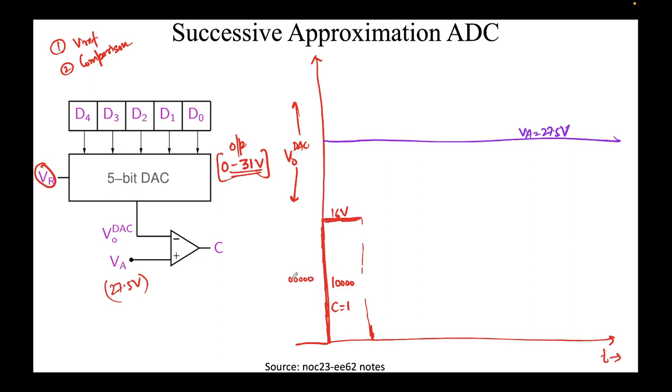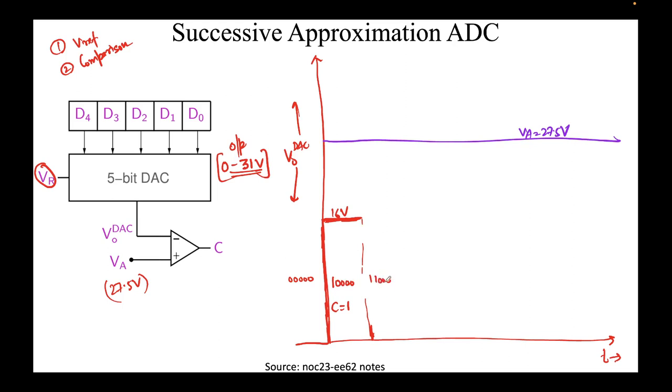Then we switched D4, the MSB, from 0 to 1. Once we obtain V0 DAC, which is 16 volts, we compare 16 to 27.5. 16 is less, so the negative terminal is seeing a lesser voltage, so the output will be 1. C will be 1, which I write here. If C equal to 1, we do not touch the value of D4. What we do is flip the next bit to 1.